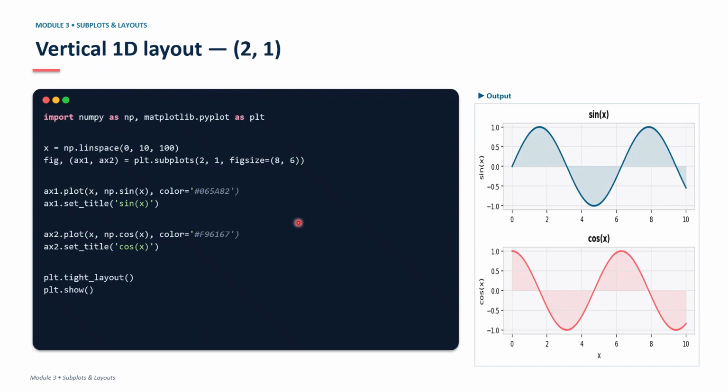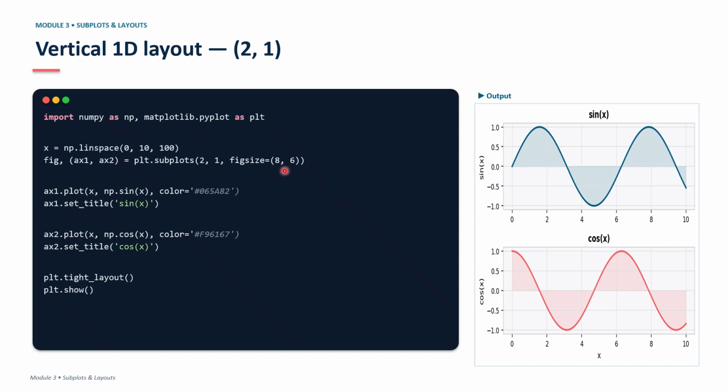Now let's see how to make a vertical layout, stacking the panels on top of each other. This is perfect for time series data where you want to share the x-axis, the time, to visually align. So the key line is fig, axis 1 comma axis 2 equals plt.subplots of 2 comma 1, which will make 2 rows and 1 column. So we have the first row, the second row and only 1 column, and we have given figure size as 8 comma 6.